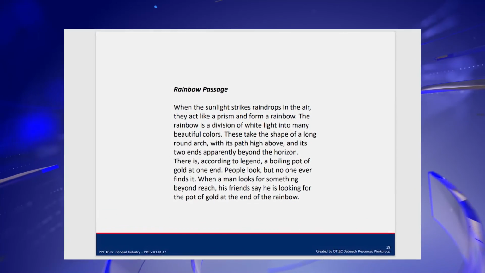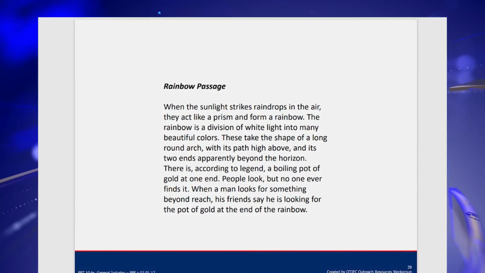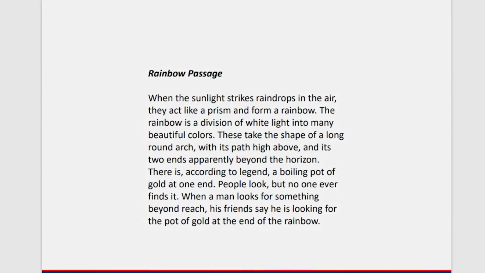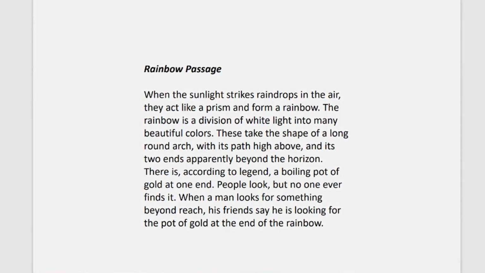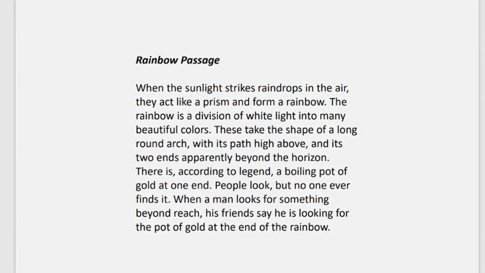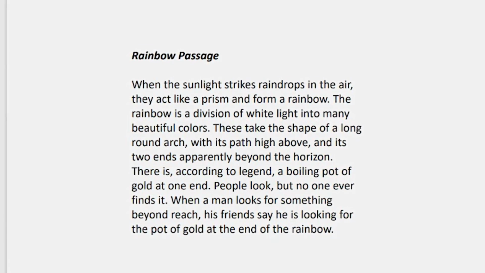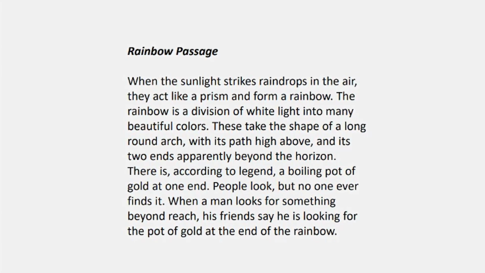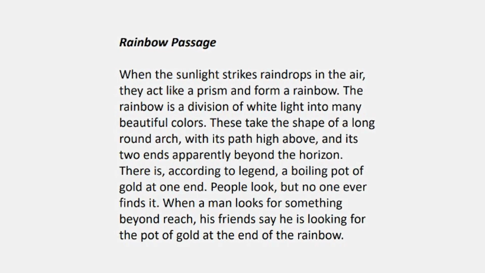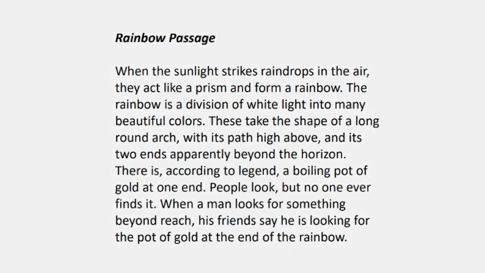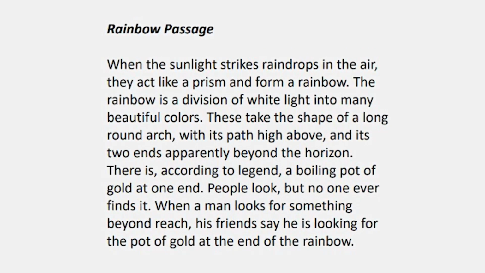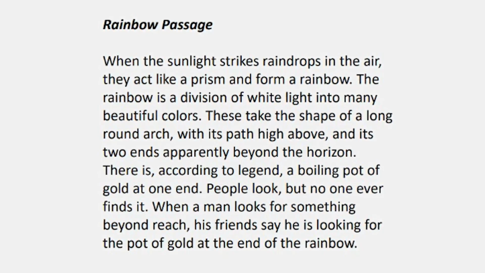Rainbow passage. When the sunlight strikes raindrops in the air, they act like a prism and form a rainbow. The rainbow is a division of white light into many beautiful colors. These take the shape of a long round arch with its path high above and its two ends apparently beyond the horizon. There is, according to legend, a boiling pot of gold at one end. People look, but no one ever finds it. When a man looks for something beyond reach, his friends say he is looking for the pot of gold at the end of the rainbow.